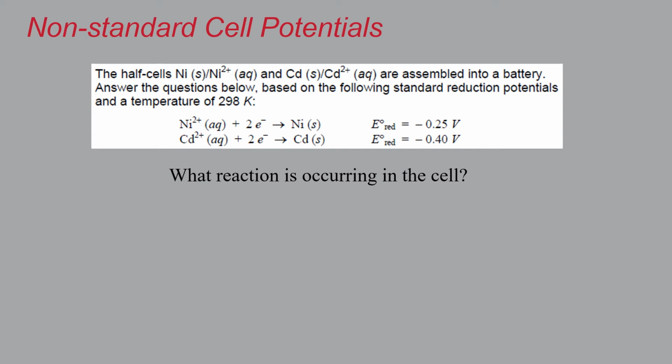So the first question is, what is the reaction occurring in the cell? So hit pause, think about it for a second. Okay, and if you look at the standard reduction potentials, again, it's the most positive one that stays as the reduction, which is this one, even though it's a negative number. Negative 0.25 is more positive than negative 0.4. This one stays the same. This one gets reversed, which means that the overall reaction in the cell is nickel 2+ reacting with cadmium metal, becoming nickel metal and cadmium 2+ ions.